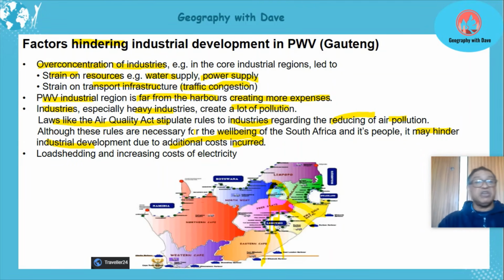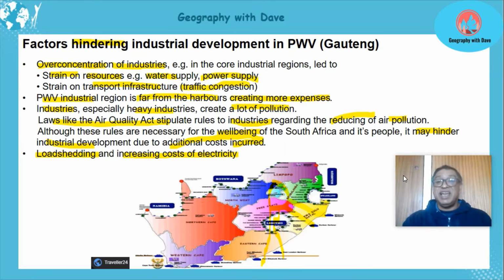And South Africa is trying to cut down on the environmental damage. Okay, load shedding and increased costs of electricity. Unfortunately, it's a reality. Load shedding. There is enough, or should be sufficient, power supply with the resources we have. But unfortunately, various factors I've mentioned over my lessons: old infrastructure, corruption issues, etc.